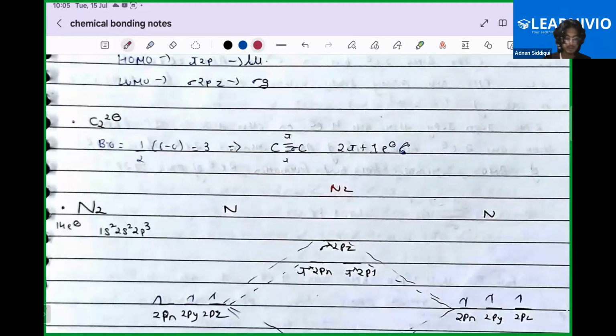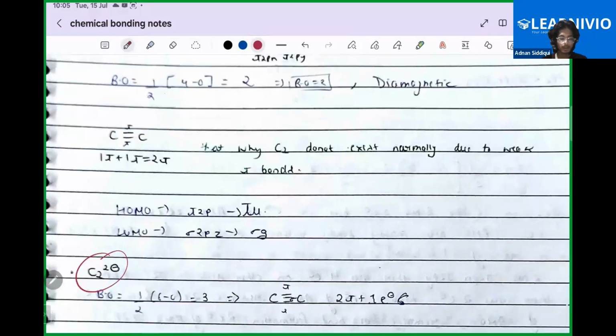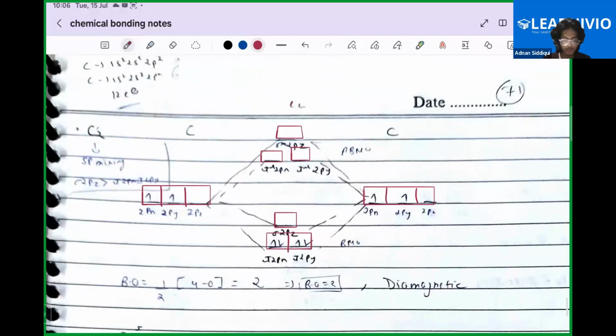Then we have C2 negative. You will do the same thing, but you will add two more electrons. So how will it look like? The negative charge is two. So you will place one more electron here and one more electron here. You will show it like this, right? And you will fill the electrons. It will look like this. So you should do that as homework.